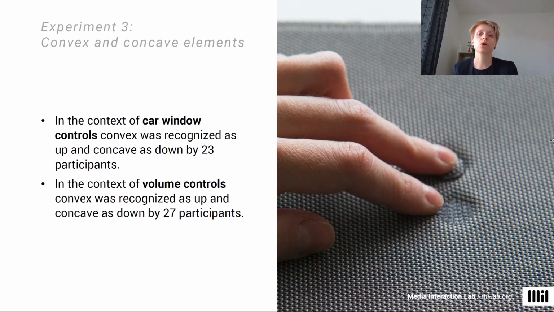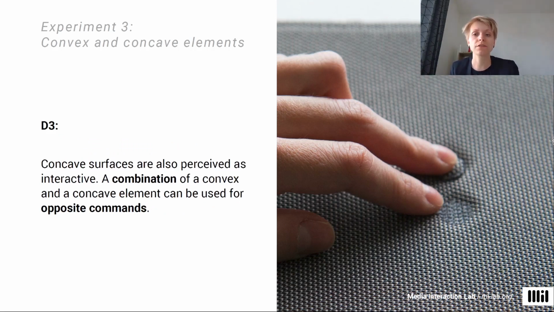So this first one was car window controls, how you would control these two elements to go up or down, or volume controls, how you would increase or decrease volume. There showed to be a slight difference between the two, but our initial statement, can concave elements be perceived as interactive, did prove to be true. So concave surfaces are also perceived as interactive, and the combination of a convex and a concave element can be used for opposite commands, and it usually works really well.